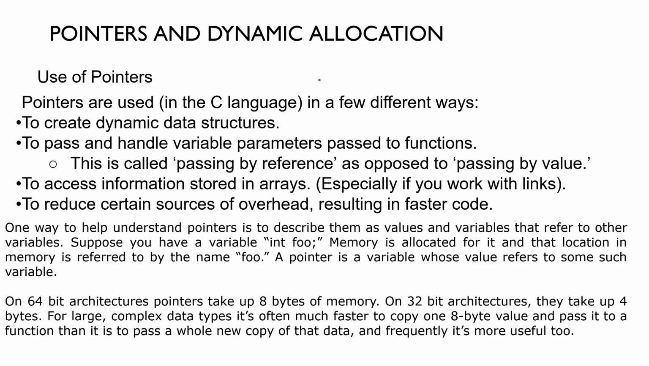So, what are pointers and why do we use them in the first place? Pointers in C are used in a handful of different ways. We can use them to create dynamic data structures that can't all be contiguous in memory. We can use them to pass variables around to different functions. This is called passing them by reference, as opposed to making a copy of them and passing them by value.